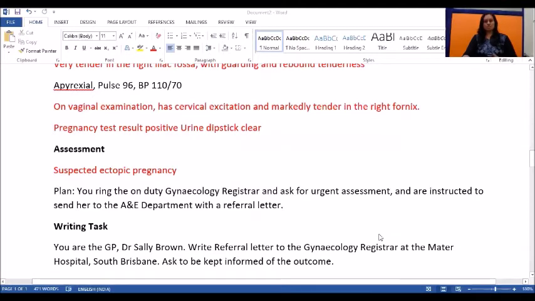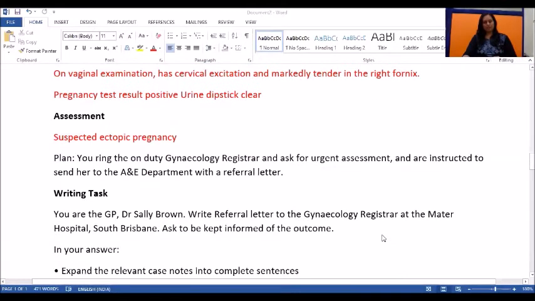The doctor's assessment is that you are suspecting an ectopic pregnancy. Now you are writing a referral letter to another doctor asking for an opinion on whatever you have suspected. You want the other doctor to confirm your diagnosis and run some tests if required.